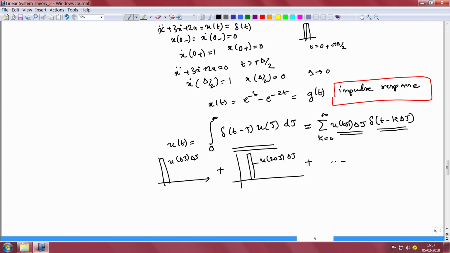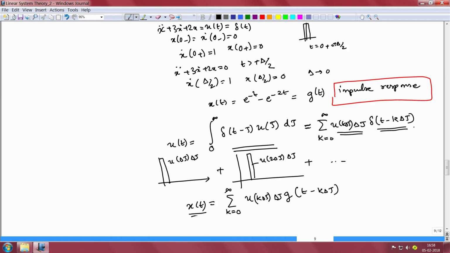Now, we see that we are dealing with a linear system, and since we are dealing with a linear system, the response to a summation of inputs is a summation of the responses to individual inputs. The response x of t is equal to the summation of the responses to each of the individual inputs, so k equal to 0 to infinity. The response to one input delta of t minus k times delta tau is the impulse response centered at k times delta tau, which is g of t minus k times delta tau, and the magnitude of the response is decided by the magnitude of the input, namely u of k times delta tau times delta tau.